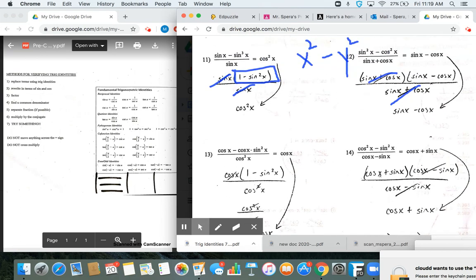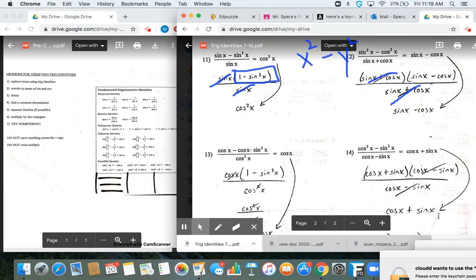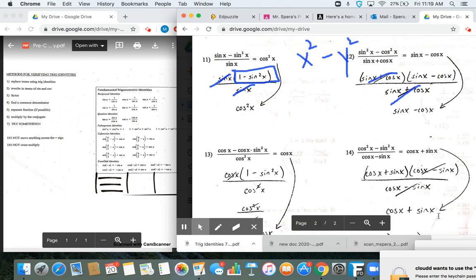In number 14 here, again, difference of squares, just rearranged. But again, you factor it, you'd cross out these common terms, and you're left with cosine x plus sine x. Okay. So with these problems, when it comes time for us to take another quiz, or as you're submitting these problems as you do them, make sure you show the work, and you're showing the steps as you go.